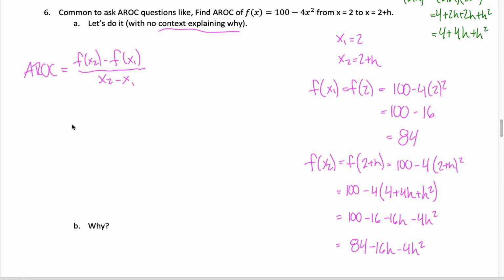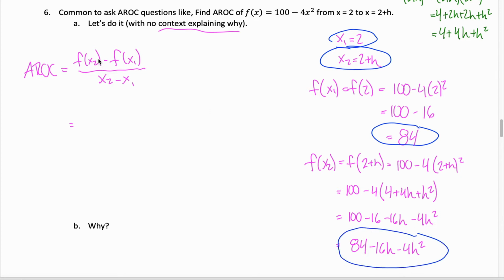The question asks us to figure out the average rate of change. So what we have to do is take our 4 pieces of information, the 2 x coordinates and the 2 corresponding f of x coordinates, and plug those all into this expression. So f of x2 is 84 minus 16h minus 4h squared. And from that, I want to subtract f of x1, which is 84. And then in the denominator, I have x2, which is 2 plus h. And from that, I want to subtract x1, which is 2. I guess you could leave your answer like this, but typically people don't. They simplify. This 84 minus this 84 cancels out.